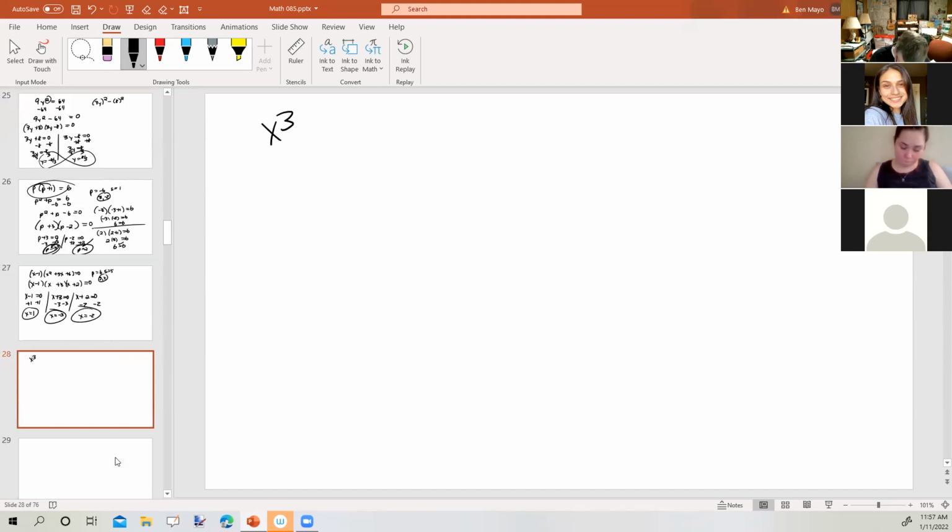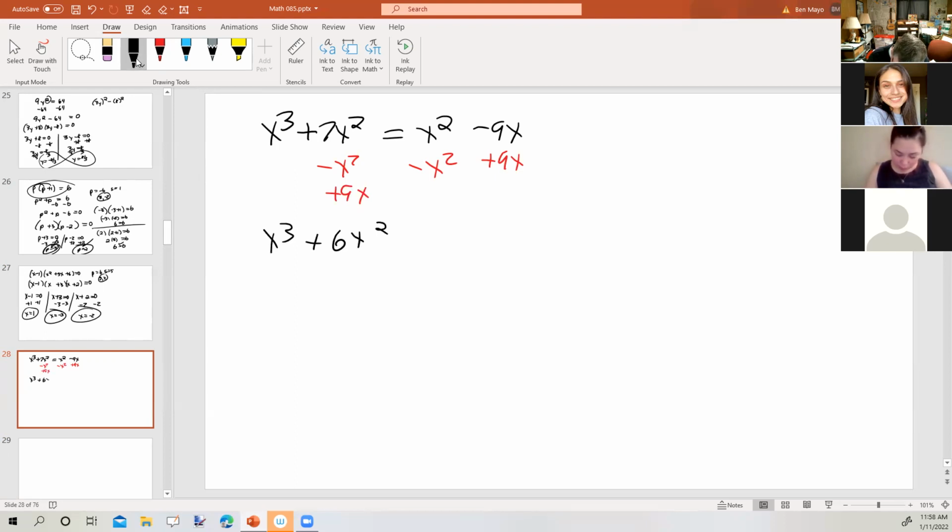X cubed plus 7x squared equals x squared minus 9x. Well, the first thing I'm going to do is put it in standard form. I can have the 0 on the left or the right. I just prefer to have the 0 on the right. So I'm going to subtract x squared from both sides, and I'm going to add 9x to both sides. On the left, I'll get x cubed plus 6x squared plus 9x, and on the right side, I'll get 0.